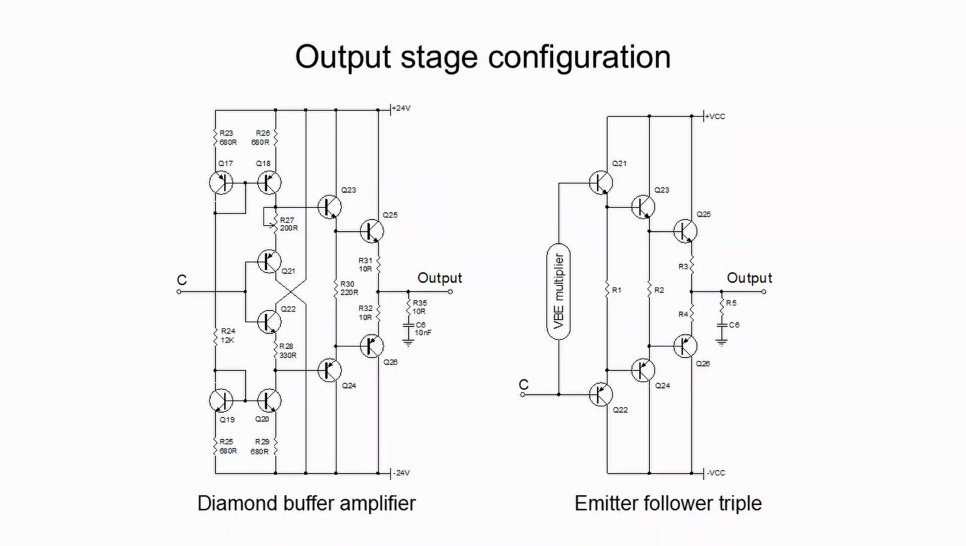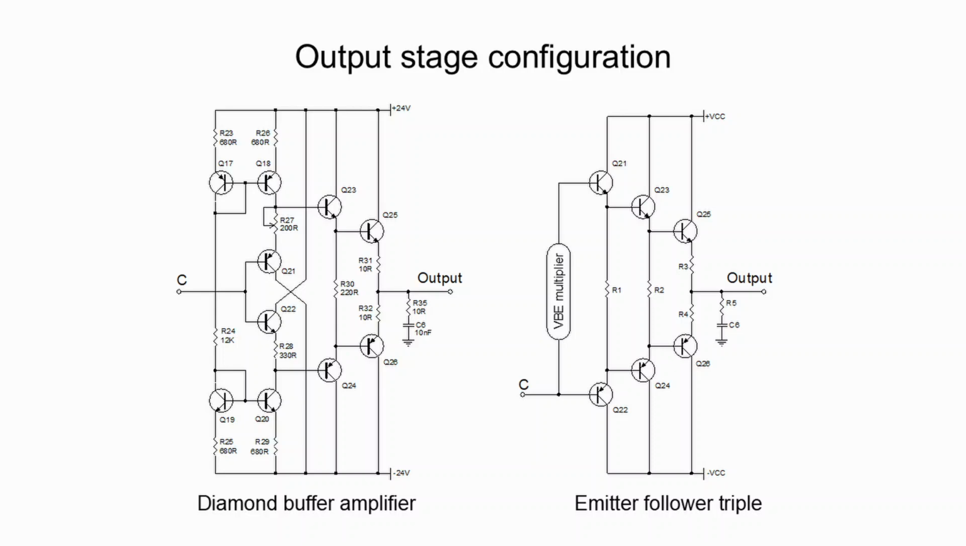Here we have two output stage configurations. The one on the right is a popular emitter-follower triple. The one on the left is the diamond buffer amplifier used in this headphone amplifier. Both configurations work as a buffer amplifier to be placed after the second stage. The output stage drives a load directly.